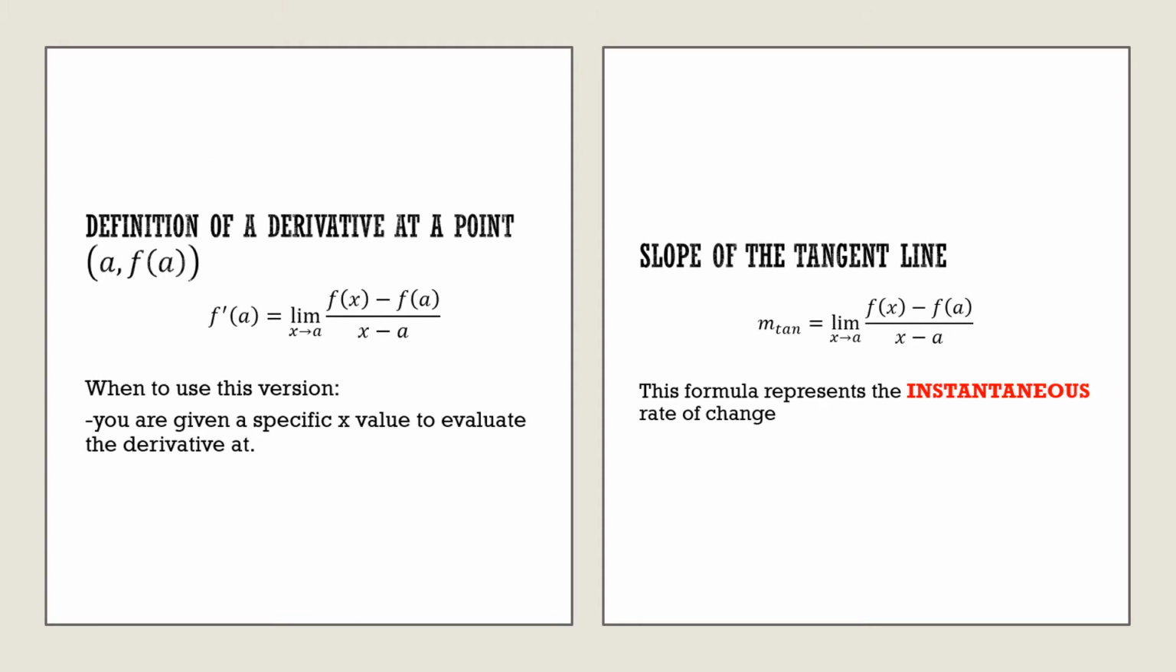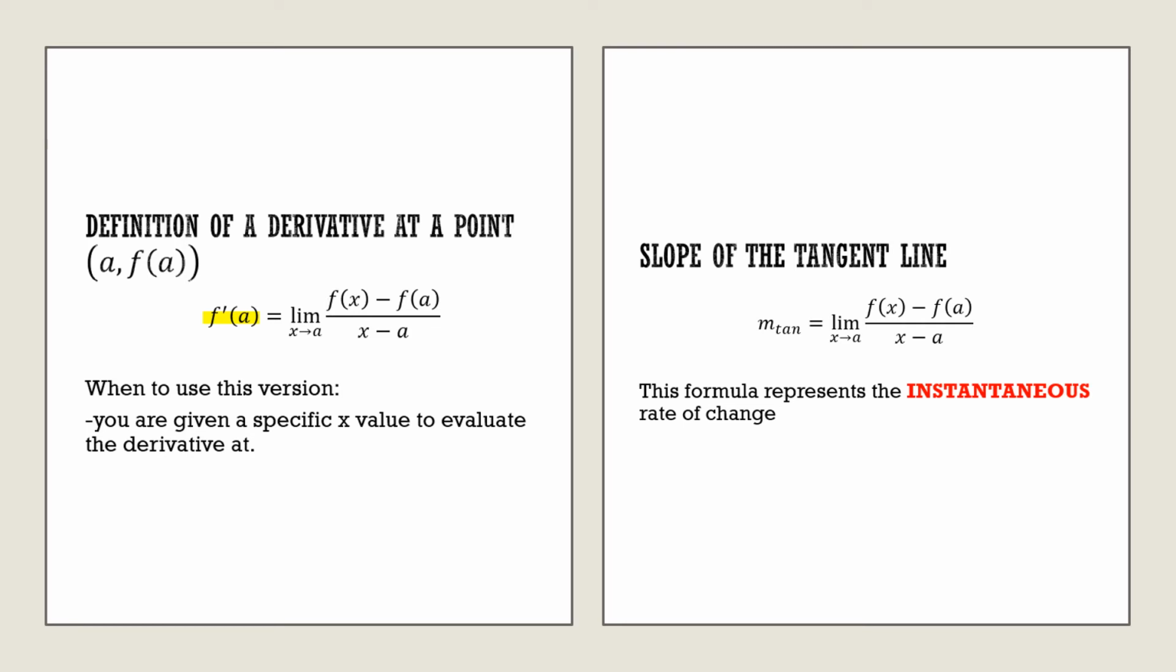So the definition of a derivative at a point, a comma f of a, or x comma y, is given by this formula down here. So we say f prime of a, or the derivative of f at a, is the limit as x approaches a of f of x minus f of a over x minus a. In other words, it's the same exact formula as the slope of the secant line or your average rate of change, except this time we're doing a limit.